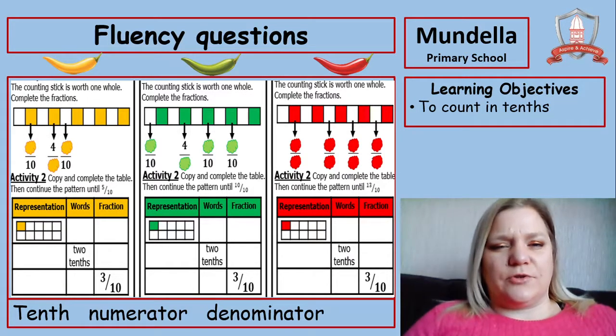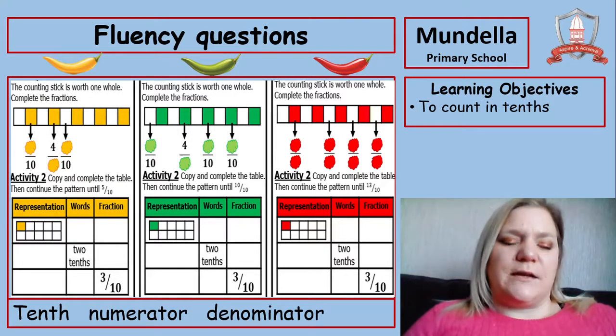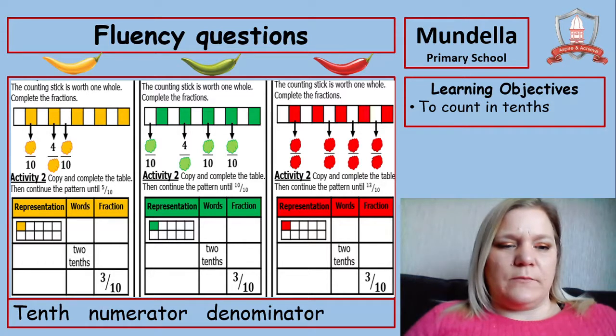Choose your challenge and have a go at that. And when you've finished, you can move on to activity 2. It says copy and complete the table. So if we look at the yellow chili challenge one for activity 2, it starts off with a representation.